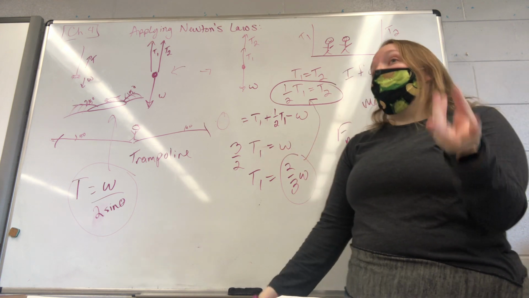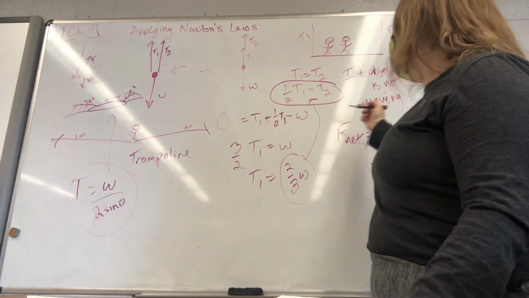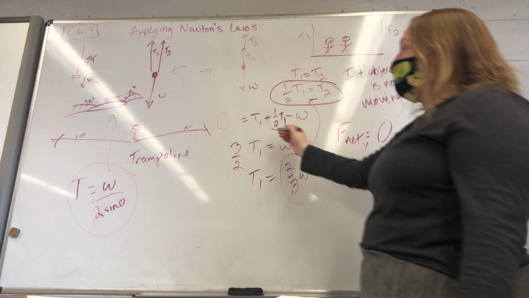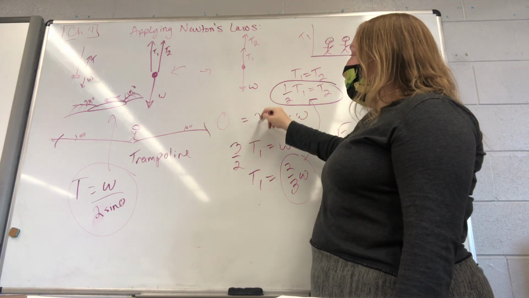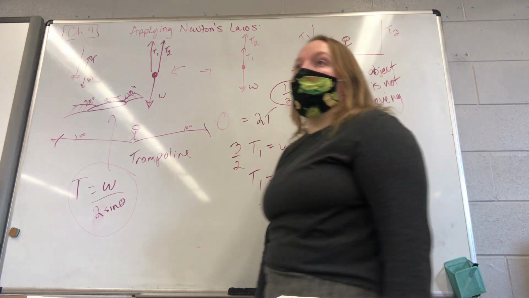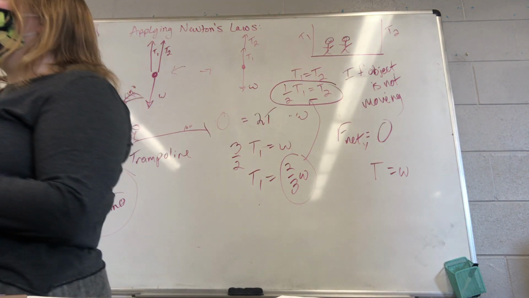We've talked about double rope situations before, but really we've just said that they're identical to each other, so you just add them together. 2T was what it ended up being, I think, with our double ropes.